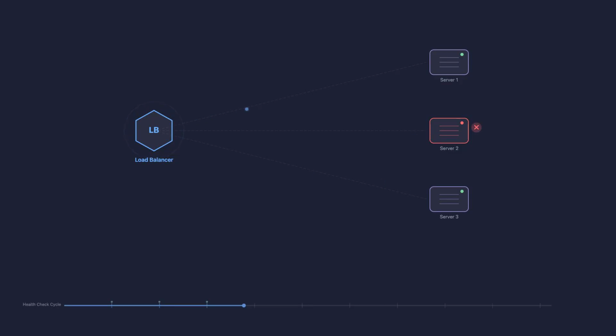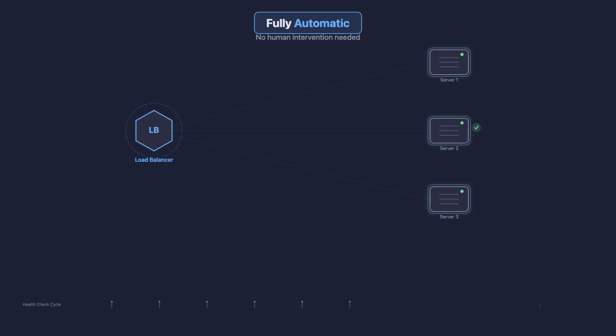If a server fails a certain number of consecutive health checks, the load balancer marks it as unhealthy and removes it from the pool. Traffic is seamlessly rerouted to the remaining healthy servers. The client never notices. When the failed server recovers and starts passing health checks again, the load balancer automatically adds it back to the pool. This entire cycle is automatic. No human intervention needed. It's what makes modern services feel reliable, even when individual servers are constantly failing behind the scenes.